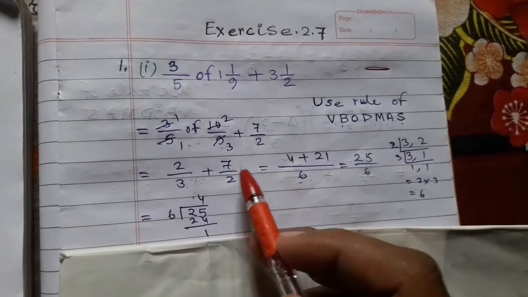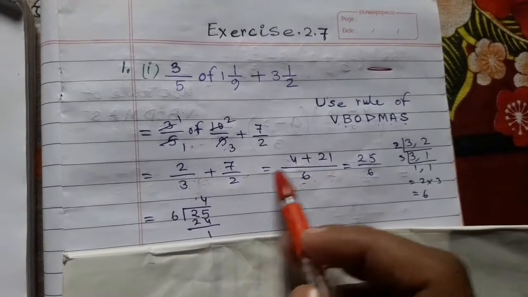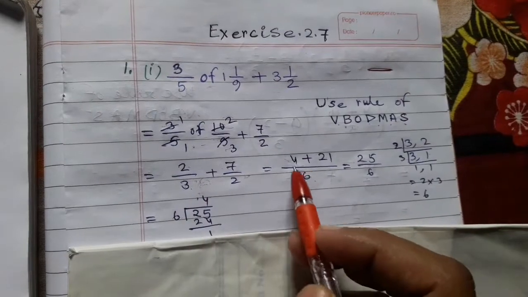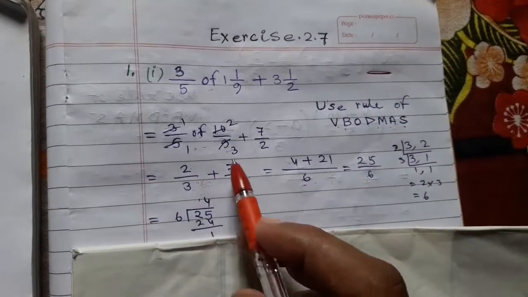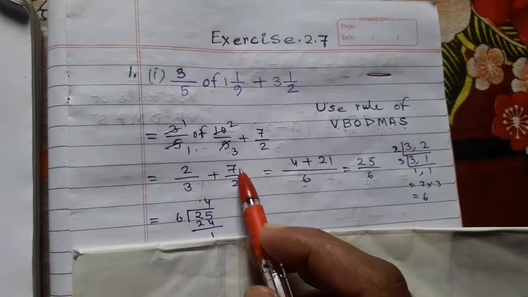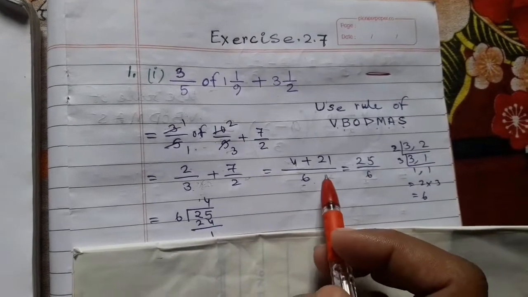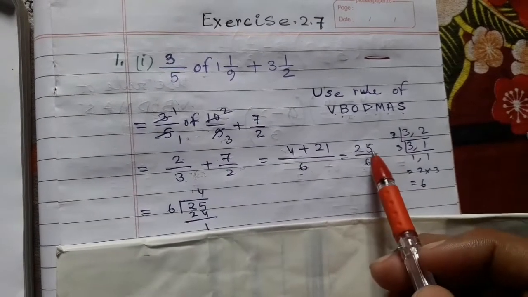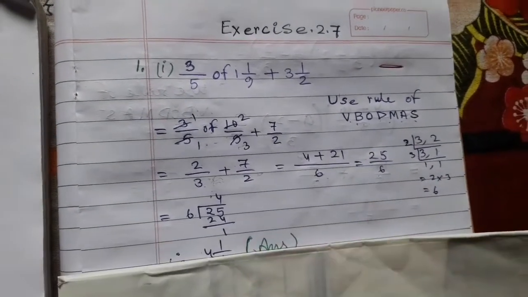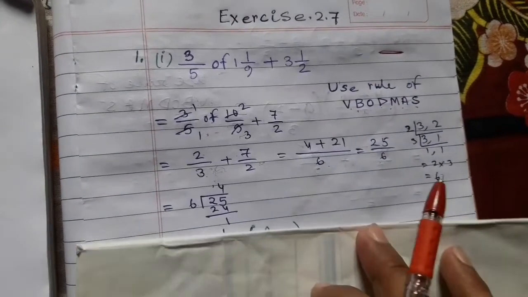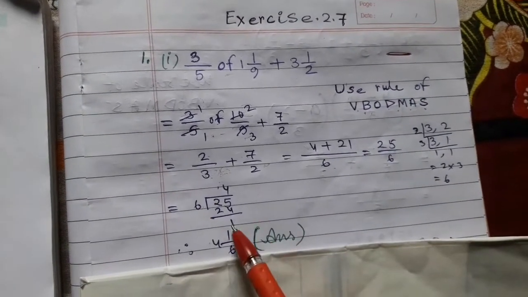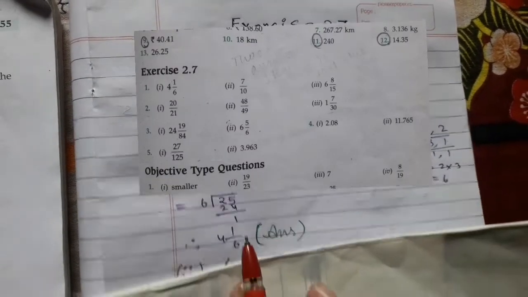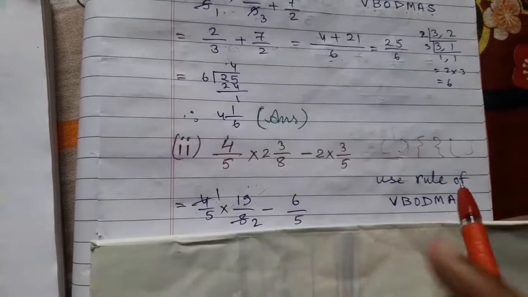2 2 is 4 plus 3 7 is 21, 3 2 is 6, 2 multiply 2. Okay, 2 3 is 6, multiply 3, 3 7 is 21. 4 plus 21 is 25, 25 by 6. We have to divide it and convert to mixed fraction. 6 4 is 24, subtract it, remainder 1, so 4 1 by 6. Answer.